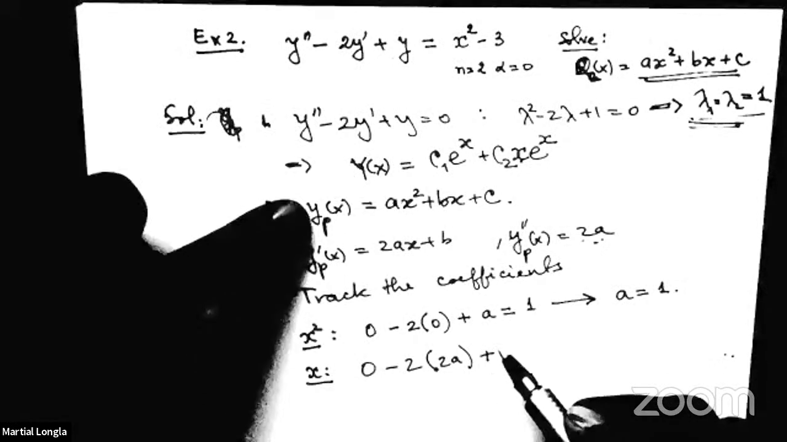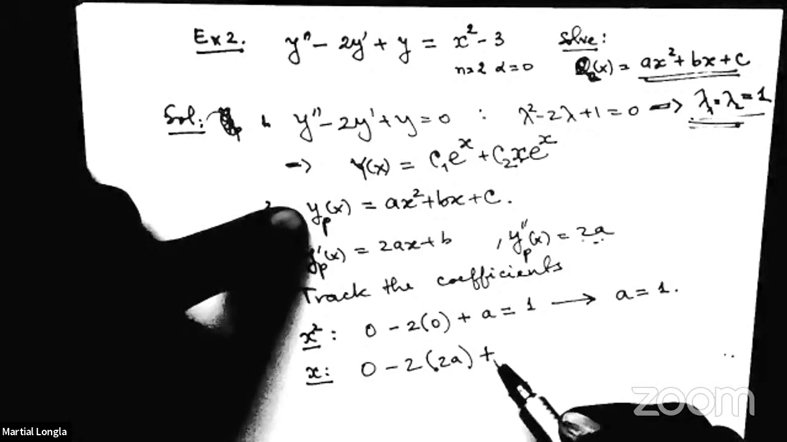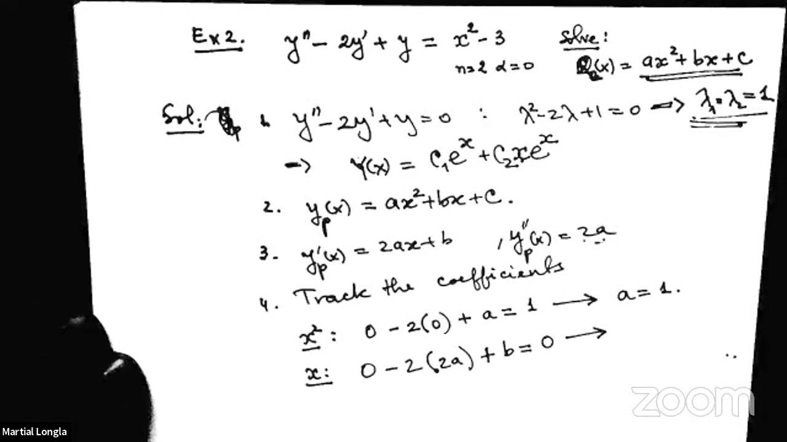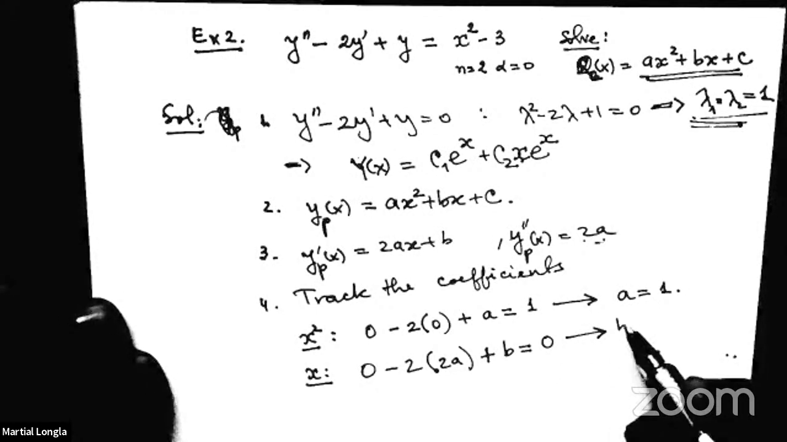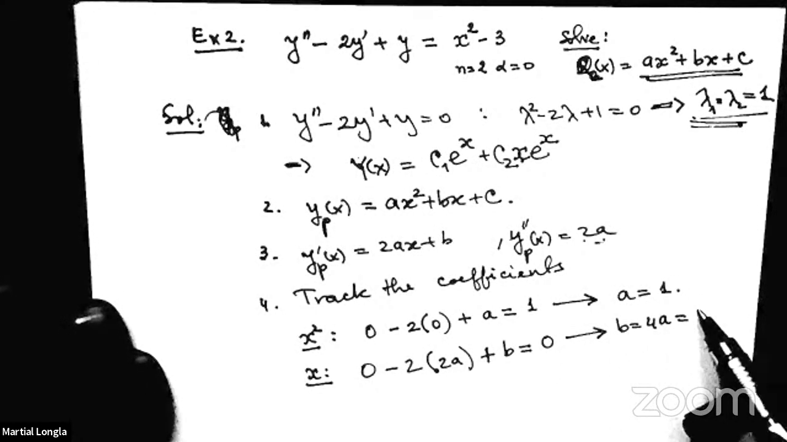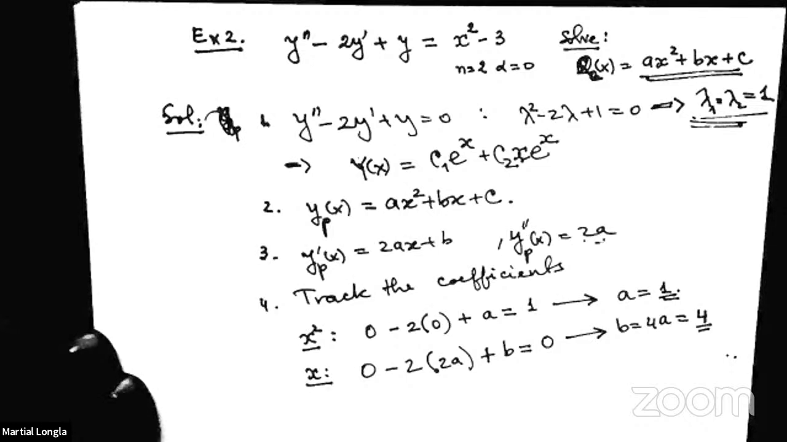Plus the original function, coefficient of x: b. That's it. Equal to the right-hand side of this equation, what's the coefficient of x? 0, because there isn't. That's it, and this always gives you the second coefficient, as I said. So you got b equal 4a, and a is 1, so b is 4. Now for the constant, the right-hand side is 1, because that should have been e to the alpha x, but alpha is 0, so it's just 1.